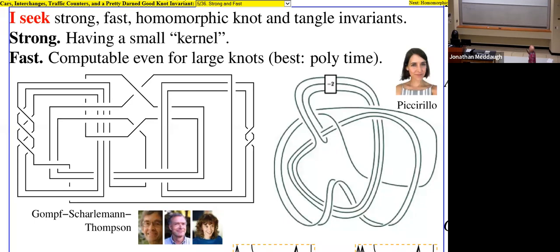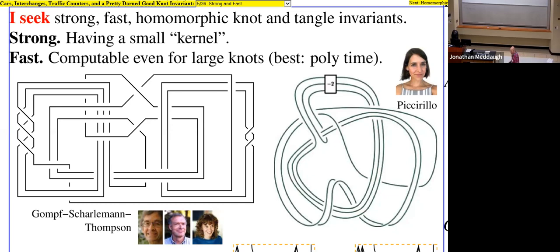Fast means, so you see, there are knots of interest that are pretty large. For example, this knot here is a potential counterexample to the so-called ribbon slice conjecture. It was studied by Gompf, Scharlemann, and Thompson, and it has 48 crossings. This knot here was studied by Lisa Piccirillo and has 55 crossings. So the negative two up here means two full twists. So that's an additional bunch of crossings that you don't see. So two times these three lane highways twist about itself in the negative direction, whatever that means. So this knot actually has 55 crossings, and sometimes you want to compute invariants of such knots.